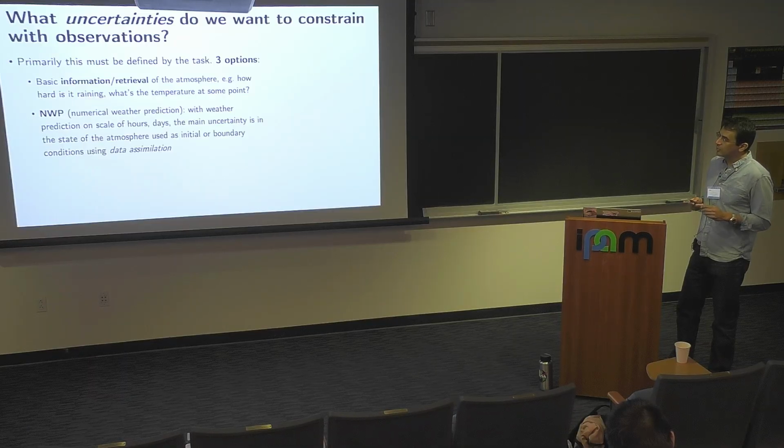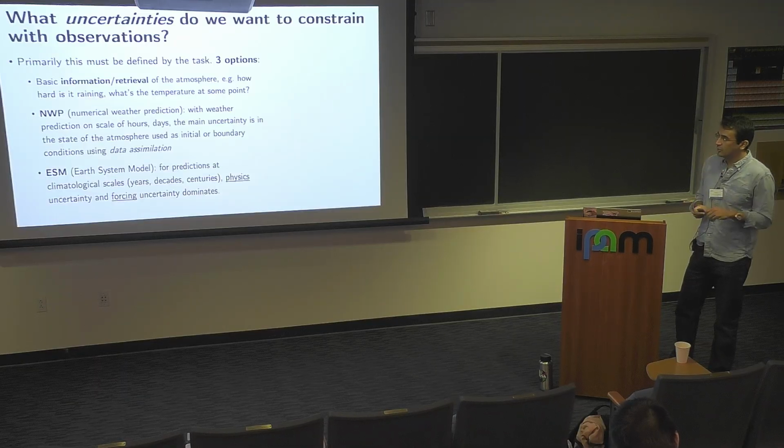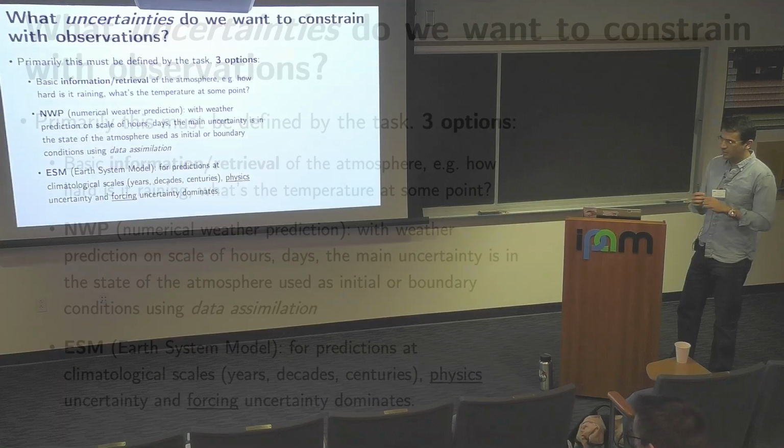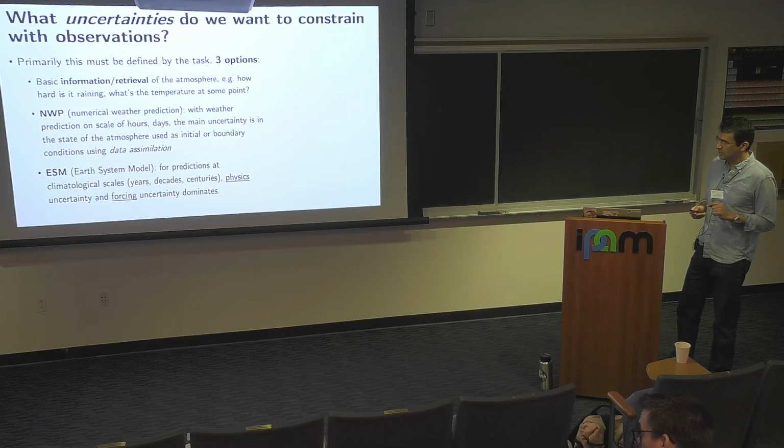Okay, what uncertainties do we want to constrain? Well, this depends on what we're looking at. So I'd break this down maybe three ways. If we just want to know what the atmosphere is, like how hard is it raining, that's one thing. If we're looking at something like numerical weather prediction, people have talked about this already at this meeting, so I don't think I need to spend too much time. It's primarily a state estimation, initial condition problem, and there's data assimilation to do that.